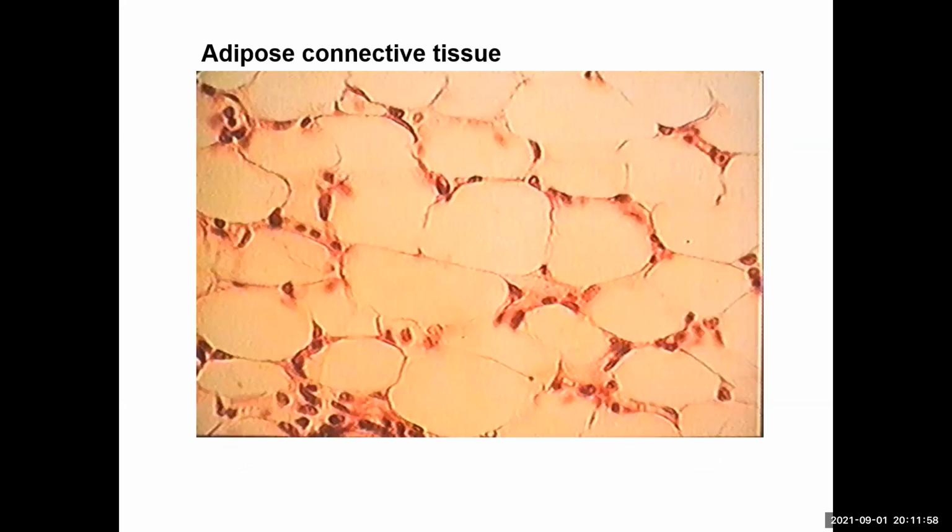The second type of loose connective tissue is adipose connective tissue. And this picture is showing you adipocytes. That's this cell right here.